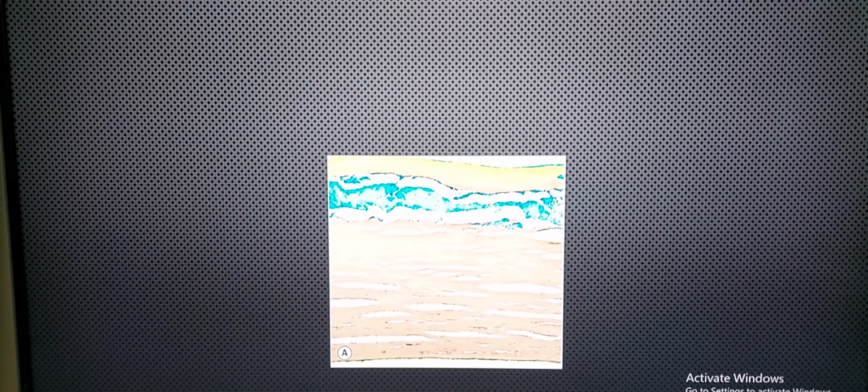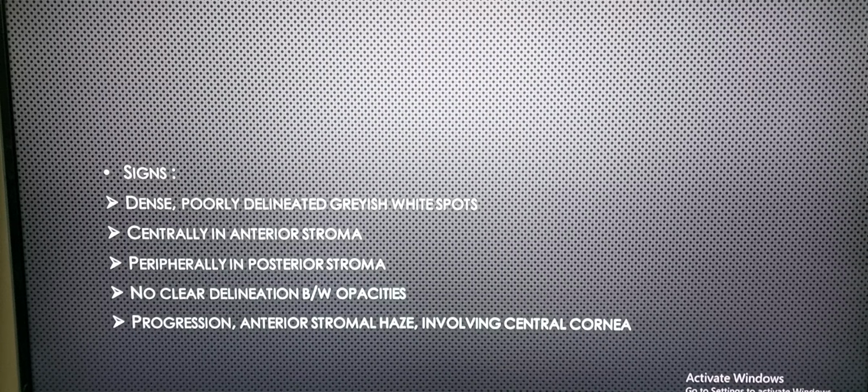This is the histological picture. Signs are dense, poorly delineated grayish-white spots. They are present centrally in the anterior stroma and peripherally in the posterior stroma. There is no clear delineation between the opacities. Progression leads to anterior stromal haze, which involves the central cornea.